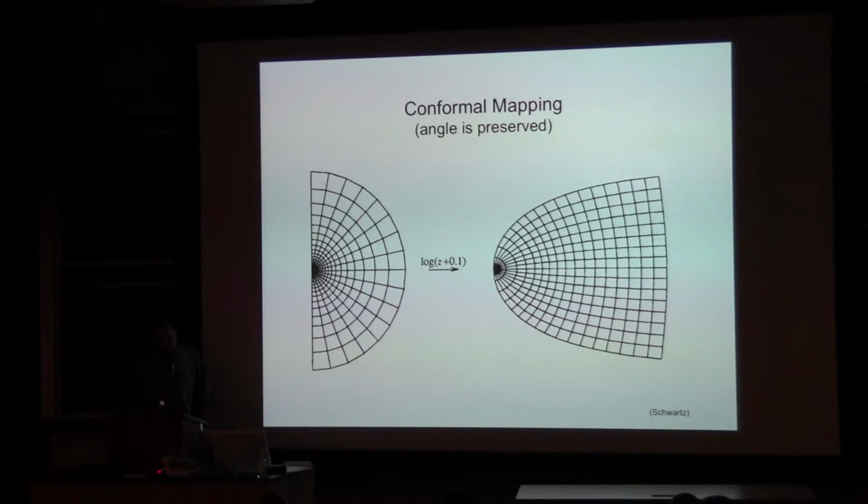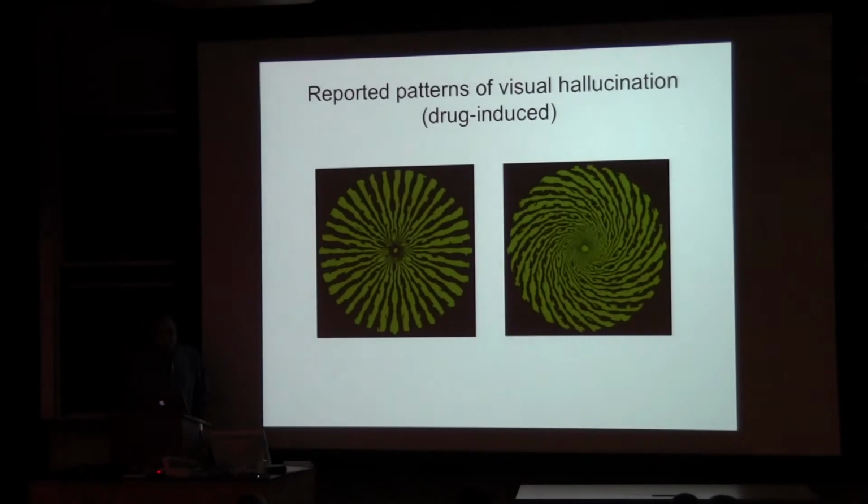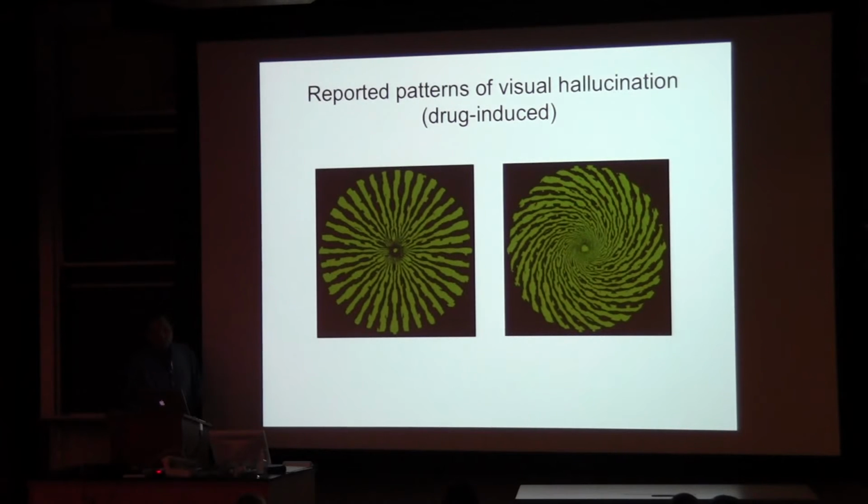So some people noticed that because of this geometric transformation, you can maybe explain some visual hallucination. So this is an artist's rendition of what they saw when they got some hallucination. You can induce this hallucination with some kind of drugs, right? Some people get really sick when they see this too. It's really not a good sign.